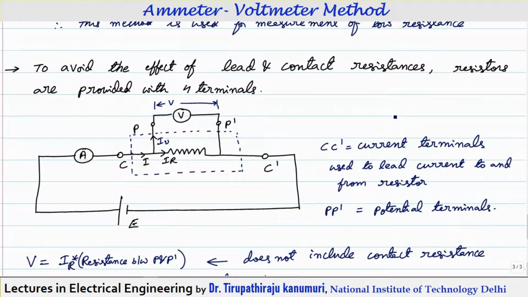So now practically, to avoid the effect of lead and contact resistances, because generally low resistance means, let us take for example a resistance of 0.01 ohms. Whenever you are connecting the leads, whenever you are joining two wires, there will be a contact resistance, which we generally call the contact resistance or joining resistance. And second, there will be a connecting wire which is connecting the resistance to your ammeter or the voltmeter. So that is called the lead resistance. So this lead and contact resistance are not insignificant when compared to the resistance under measurement.